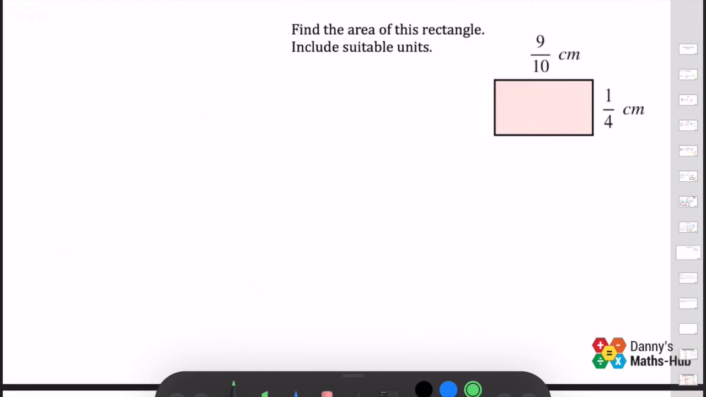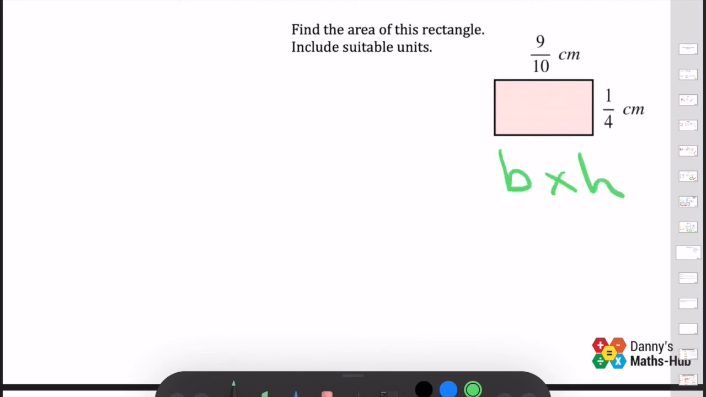Next question, okay? This is how we can expect it to appear maybe in the second half of our foundation paper, and this could definitely be a question at the beginning of the higher paper. And it says, find the area of this rectangle, include suitable units. Now, finding the area of a rectangle is quite a basic question. It's simply base times height.